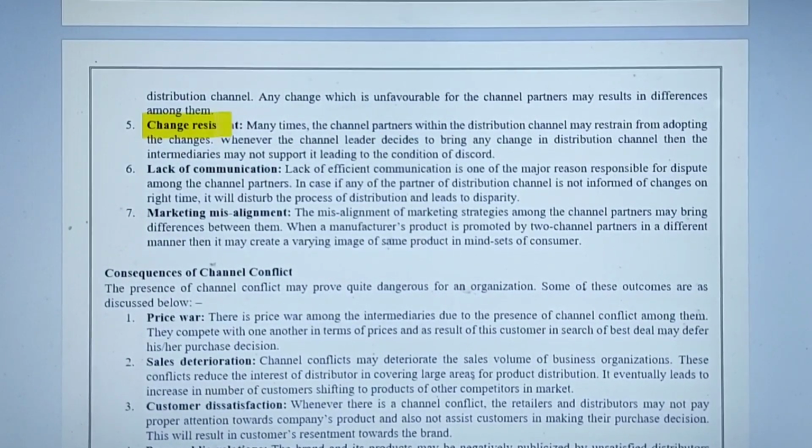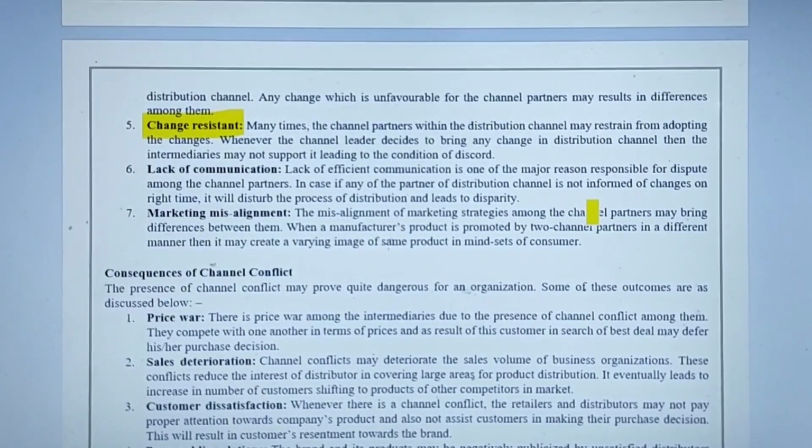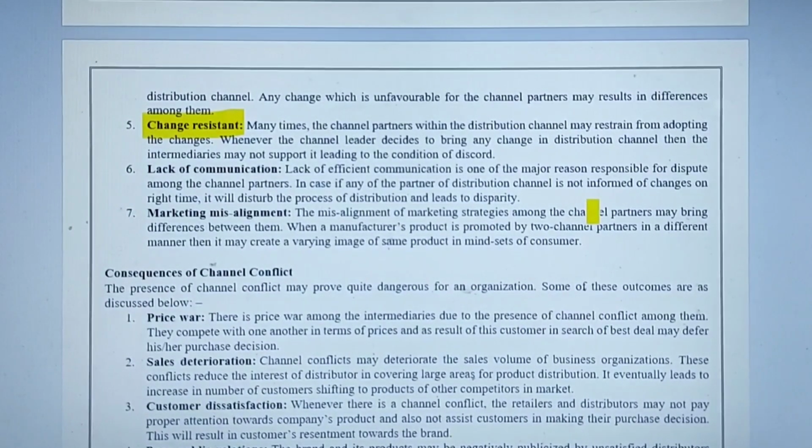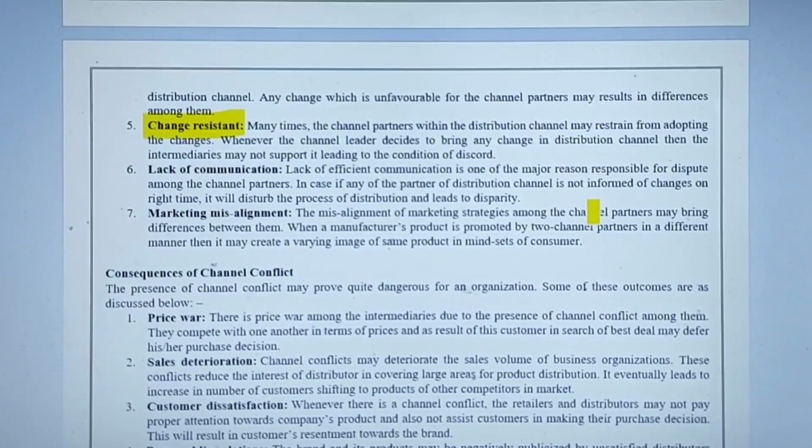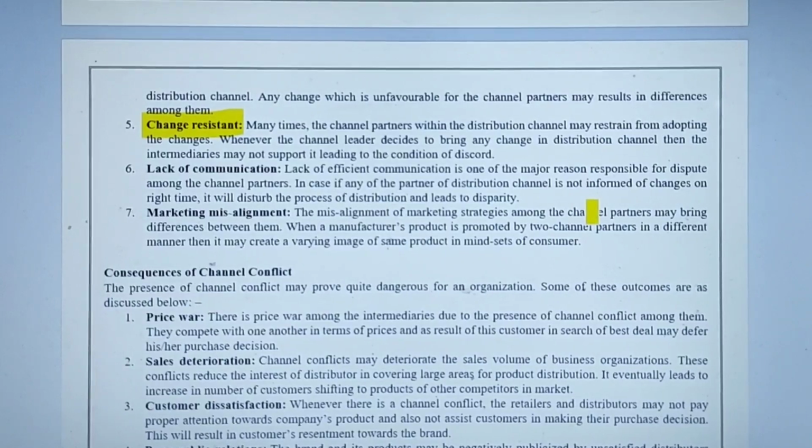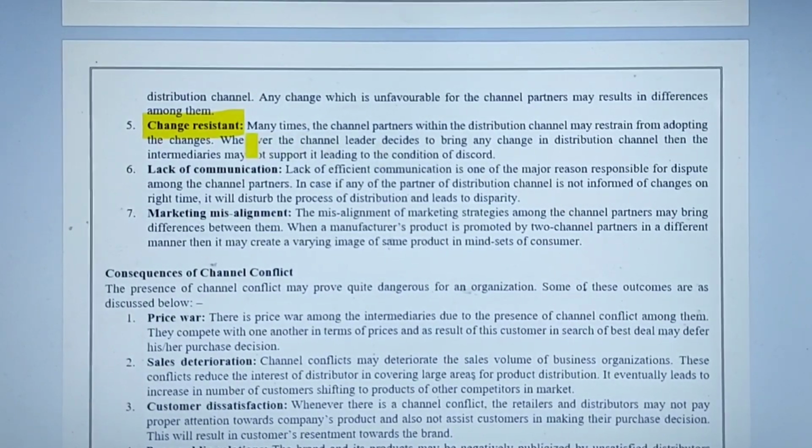Then there is change resistance, that many times the channel partners within the distribution channel may restrain from adopting the changes. So if a company wants to make the changes and the dealers are not ready to accept the change, there will be a conflict. So that is change resistance.